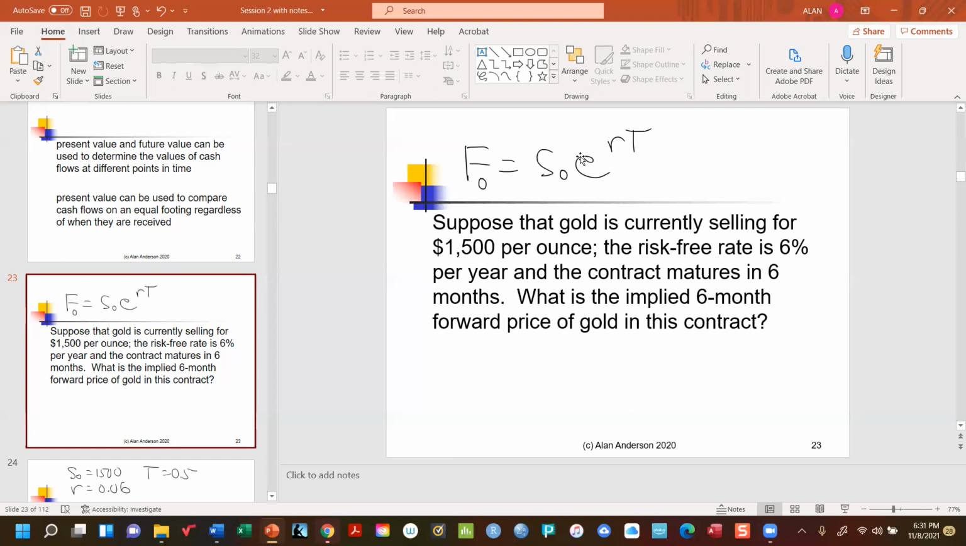All right, so let's look at an example of this. It'll be so much easier than trying to explain it in English. Suppose that at the moment, gold sells for $1,500 an ounce. Now, this R, by the way, is understood to be the risk-free rate of interest. We'll explain that in a minute. That means it's the yield on a treasury bill, in this case, a 6-month treasury bill. The contract matures in 6 months. And so we want to know, what is the implied 6-month forward price of gold in this contract?